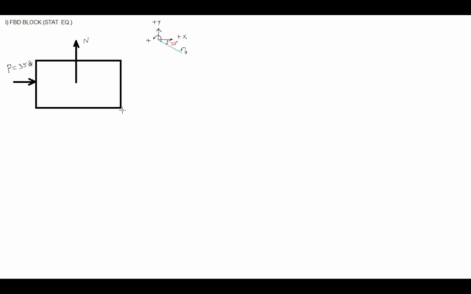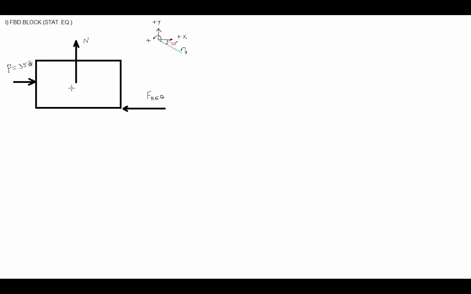We also need to draw our frictional force. We know that the frictional force opposes motion, but we don't actually know which way it's going. So I'm just going to draw it and assume a direction. And I'm going to call it F-rec. That F-rec stands for required frictional force, and this is the frictional force required to hold it at static equilibrium. Once again, we don't know which way the frictional force is going, so I've just assumed it's going towards the left. Finally, we have the weight.